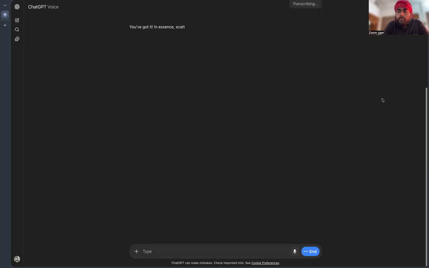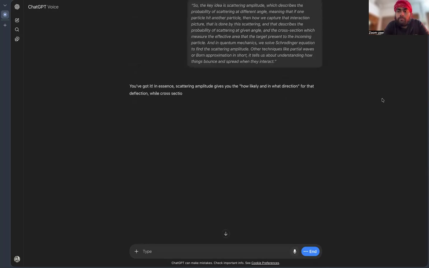You've got it. In essence, scattering amplitude tells you how likely and in what direction the deflection is, while cross section tells you how big a target looks. And yes, Schrodinger's equation, along with clever approximations or expansions, helps us mathematically predict these outcomes. So it's really a framework to model and predict how particles interact.